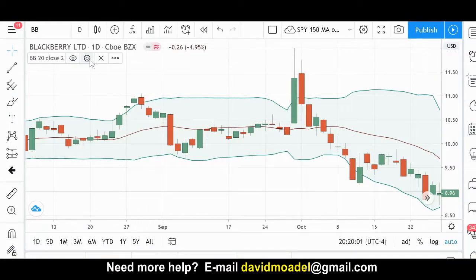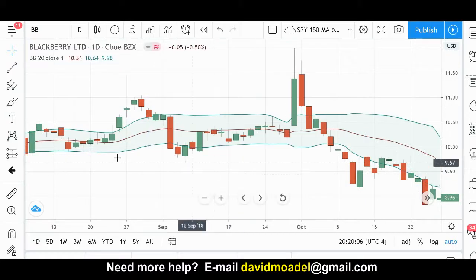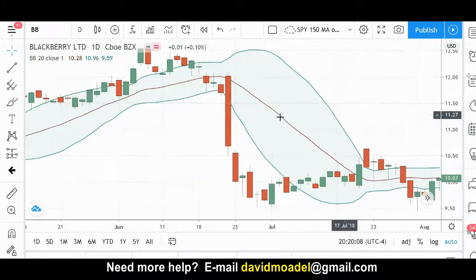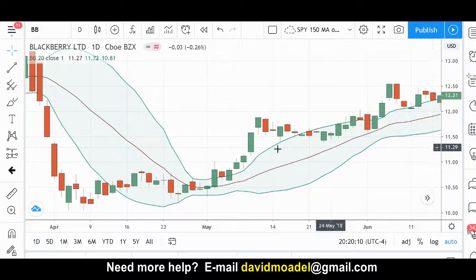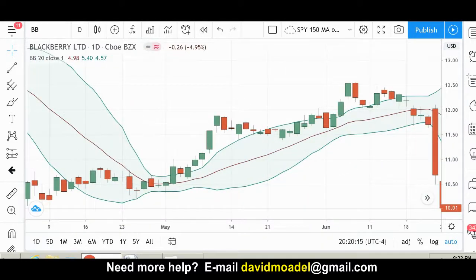Let's see what that looks like. Let's see, you go to settings and change from 2 to 1. And yeah, I mean, the price is just outside of the bands, as you can see, a lot of the time. Way too much. Way too much. All right, so that's not what I'm looking for.